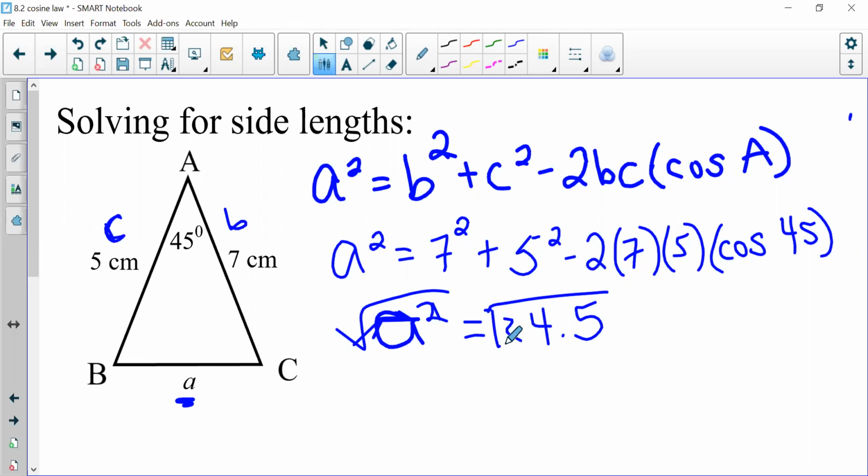How long is side A? 4.95, but isn't that like 5? Yeah, we can round that to 5. Wait, that's so weird. That's what I got when I didn't put the brackets. That's a mystery, Mackay. I don't know what happened there.